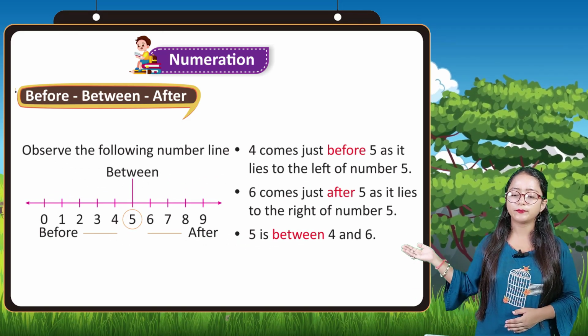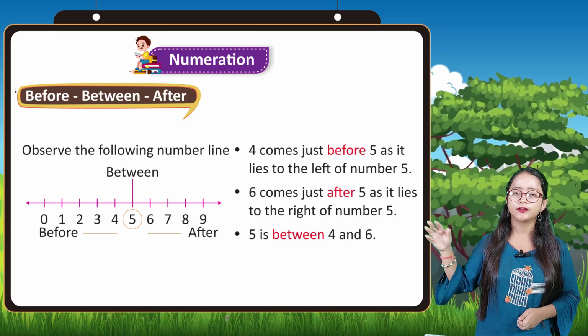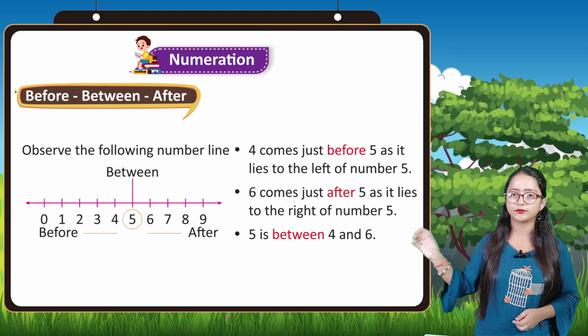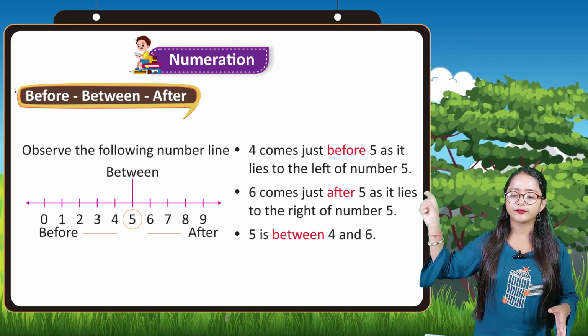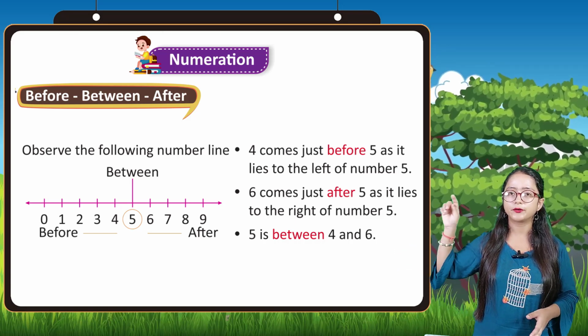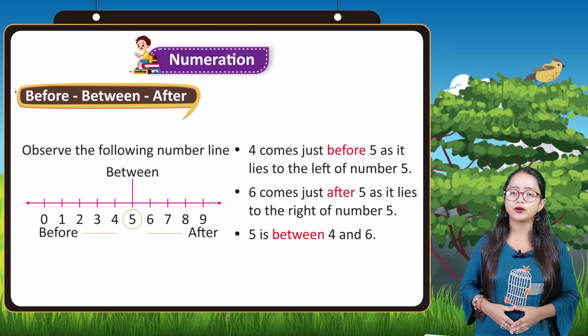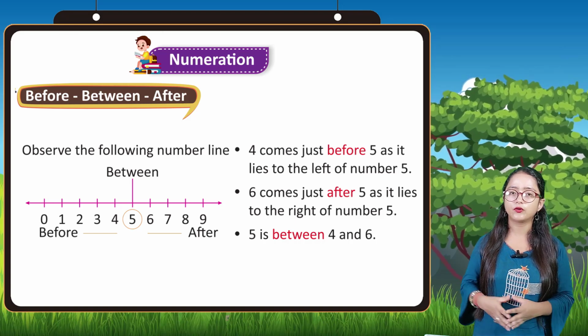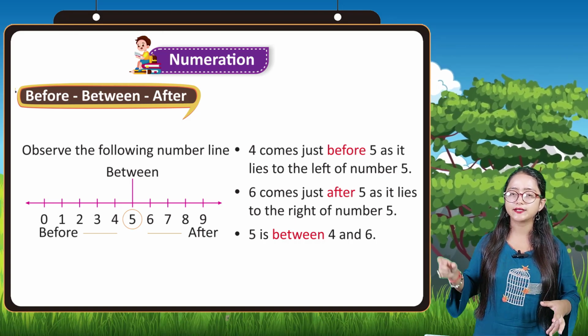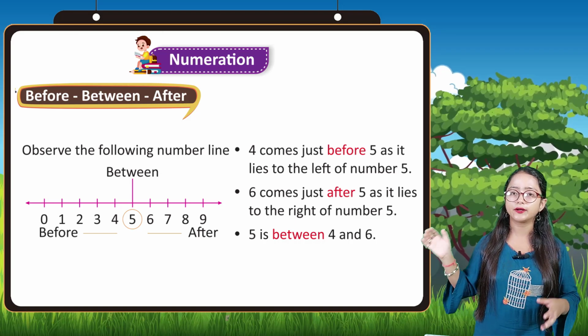Observe the following number line. Here you have to observe the following number line given over here. Before, between, after is written over there. Between is the number 5. 4 comes just before 5, as it lies to the left of number 5.